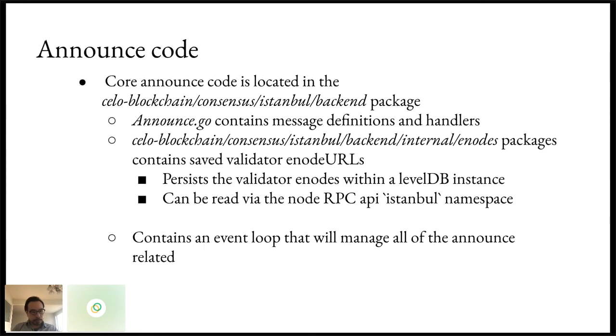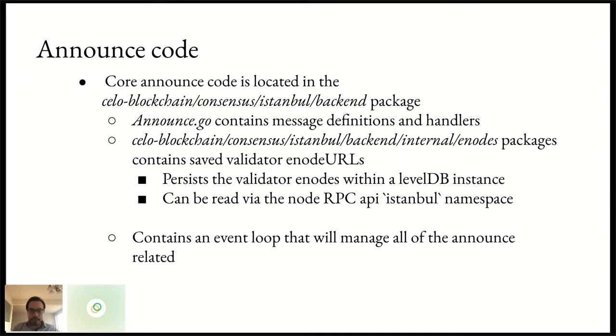Similar to the core package, the announce code also has a LevelDB instance. This DB instance is used to persist the remote validators' IP addresses. Again, this is done so that in case a validator goes down, it does not have to rerun the announce protocol to discover all the other validators' IP addresses.